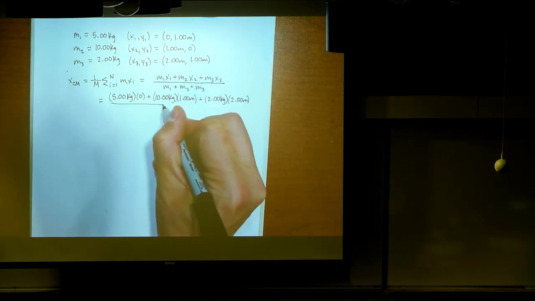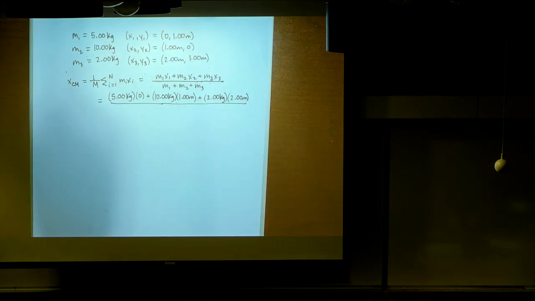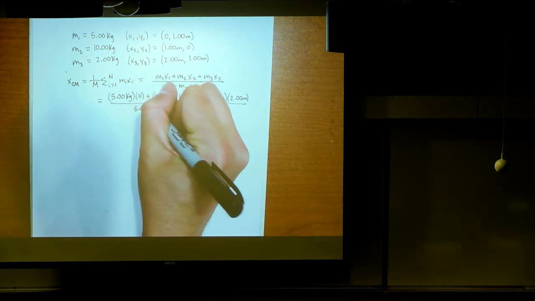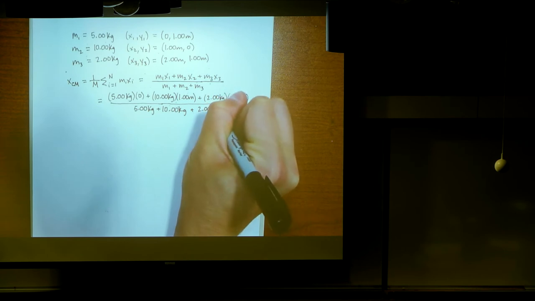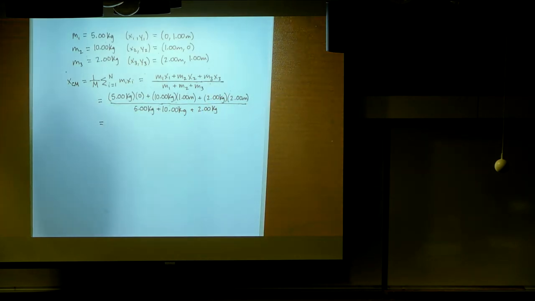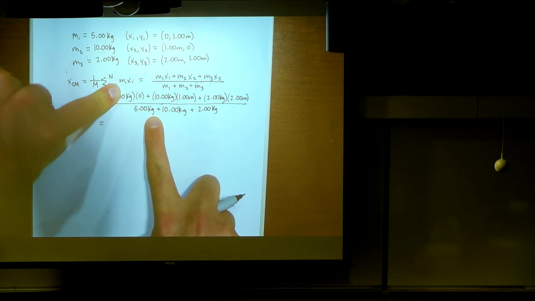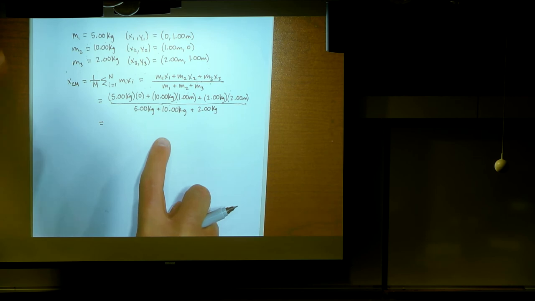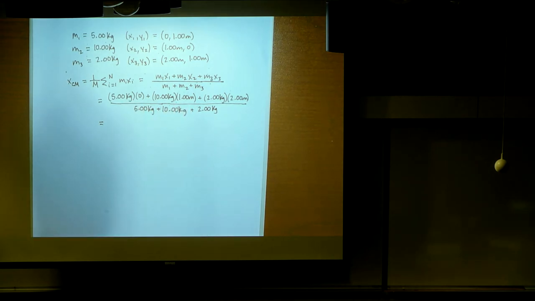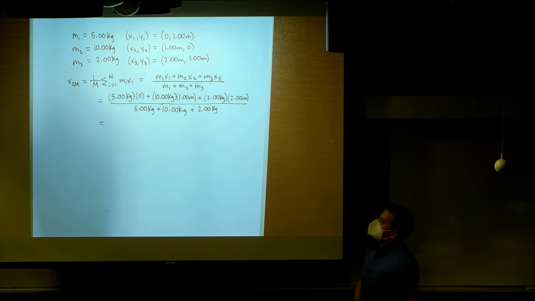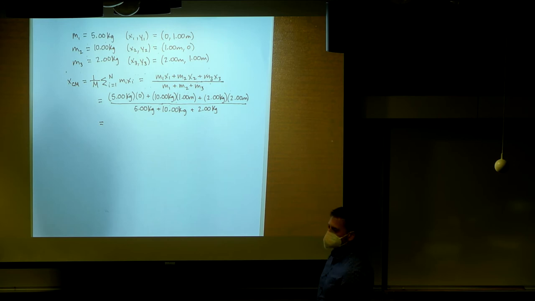Okay. And then we go to the bottom of this expression and we add all the masses together. So we take 5 kilograms plus 10 kilograms plus 2 kilograms. And notice something that happens with the units. We have a unit of kilograms in every single term on both the top and the bottom. So that drops out. What are we left with? The units of meters. That's what we'd expect, right? Can someone crunch those numbers for me? Just give it to me in decimal form. 0.824. Yeah.